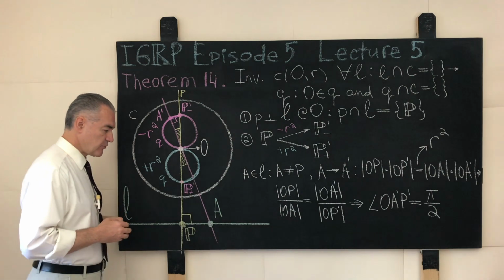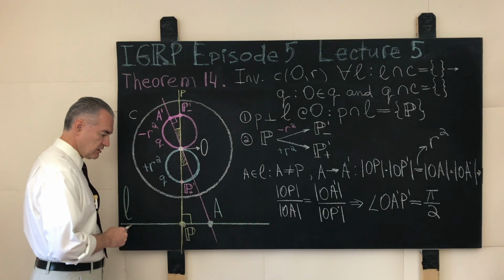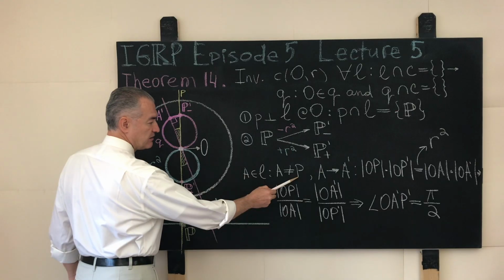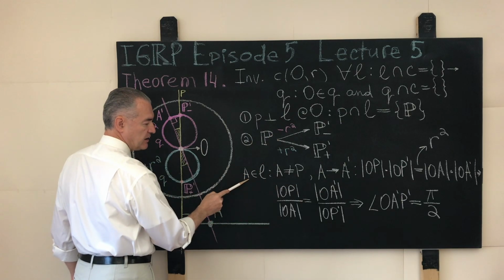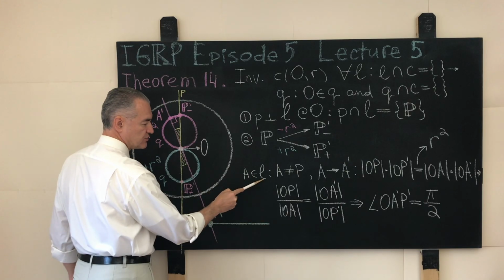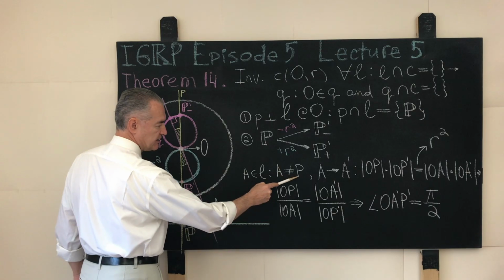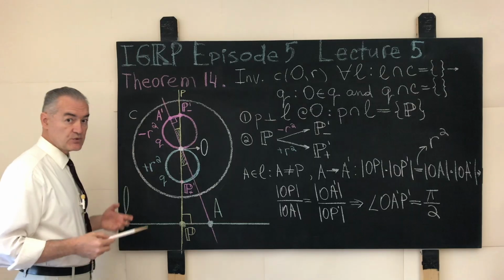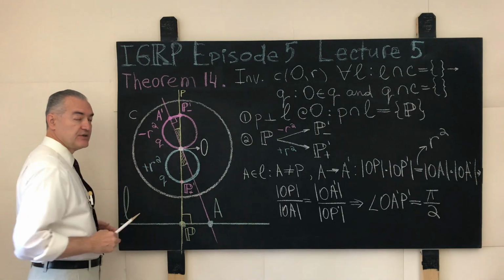Wonderful. What is the third step? The third step is to take any point on the straight line L that is distinct from the point P that we obtained in step number 1. Any point A on the straight line L such that the point A is distinct from the point P. And then what? Then of course we reflect that point in a given circle under the given power.